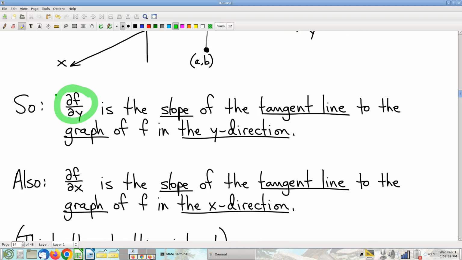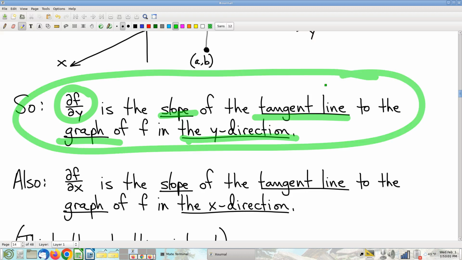So, all together then, here's our nice little summary. If you want to take a y partial, and if you want to understand that geometrically in the context of graphs, the y partial is just the slope of the tangent line. Of course it is. Derivatives, graphs, slope of the tangent line. That's old news. Slope of the tangent line to the graph in the y direction. There we are. A nice little pithy description, a geometric description of how to interpret partial derivatives.